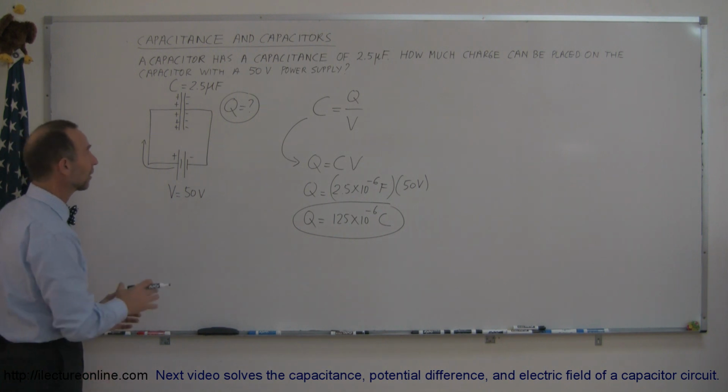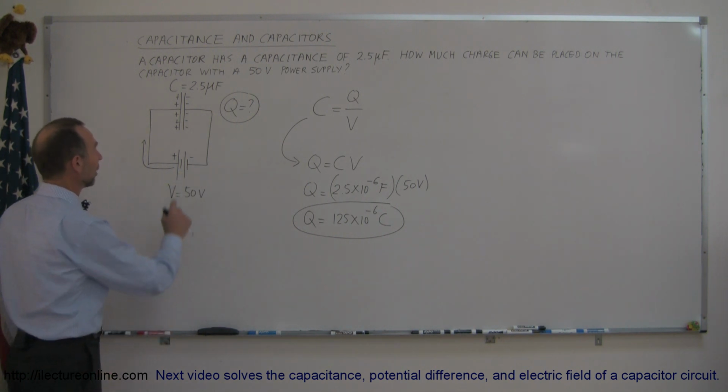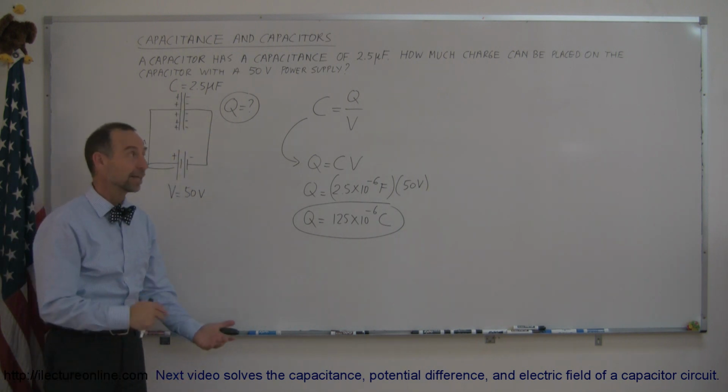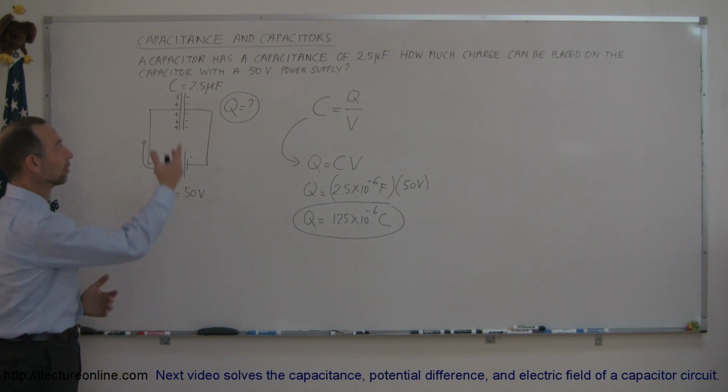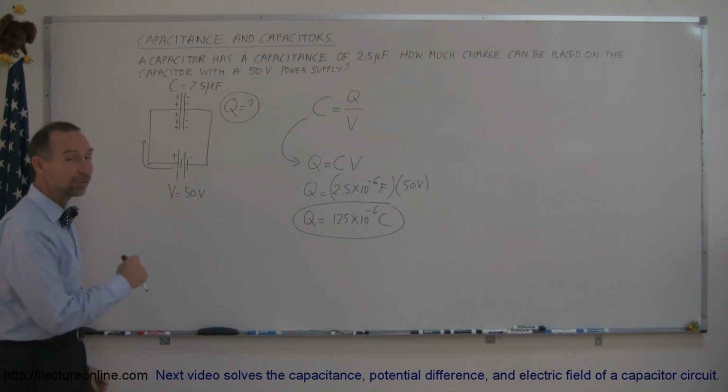So with a 50-volt power supply, you can push 125 times 10 to the minus 6 coulombs on a capacitor with a capacitance of 2.5 microfarads. And that's a good example of how to use the definition of capacitance to work something out like that. All right, let's do another example.